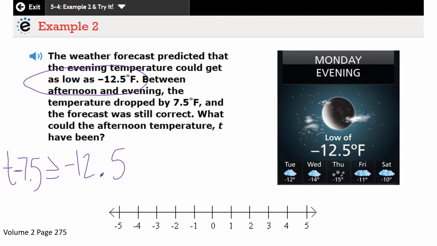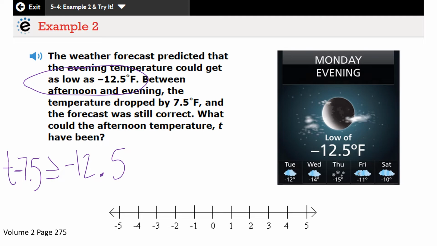So T stands for the afternoon temperature. Again, we are subtracting because the temperature dropped 7.5 degrees. So the afternoon temperature dropped 7.5 degrees, we're subtracting that, and that's going to be the new evening temperature. But we know that it's still warmer than negative 12.5 degrees, which I don't even know if you can say warmer at that point. So the way we solve this is just like with our equations.